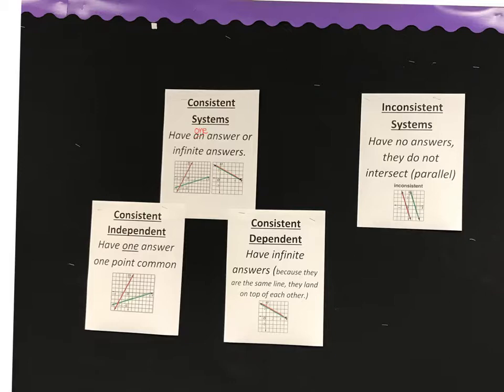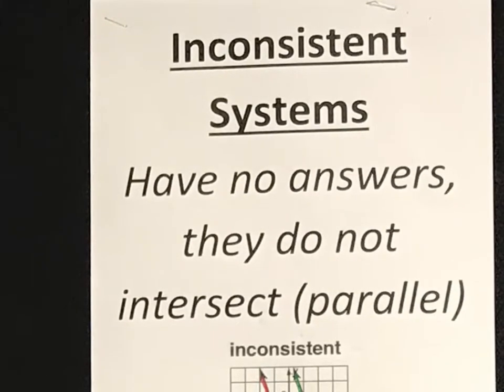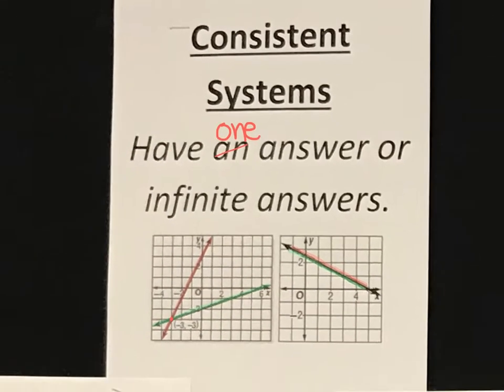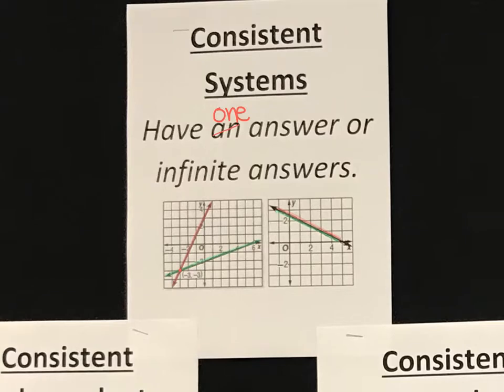There are two types of systems. Check it out: consistent and inconsistent. All right, so what did consistent mean? If somebody's consistently bothering you, what happens? Every day, right?